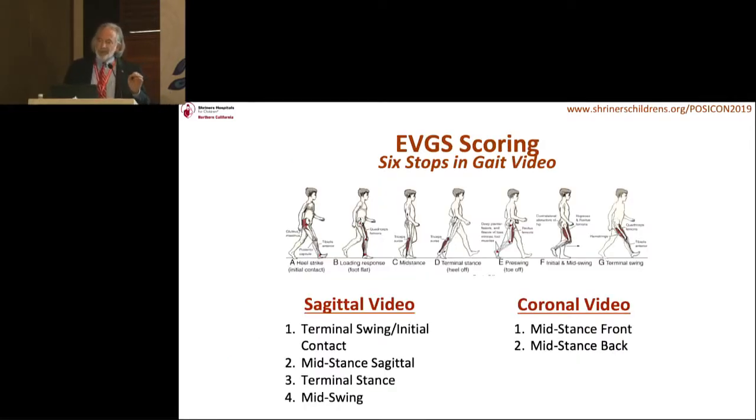When you're using a video to do EVGS, you have to stop the video at 6 different points in the gait cycle. The first is heel strike at initial contact. The second is mid-stance. The third is terminal stance. The fourth is initial and mid-swing. And then in the coronal, frontal, and posterior planes in mid-stance.